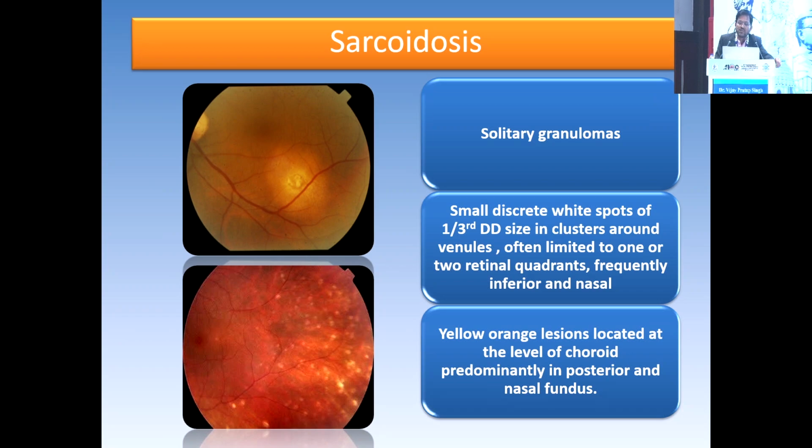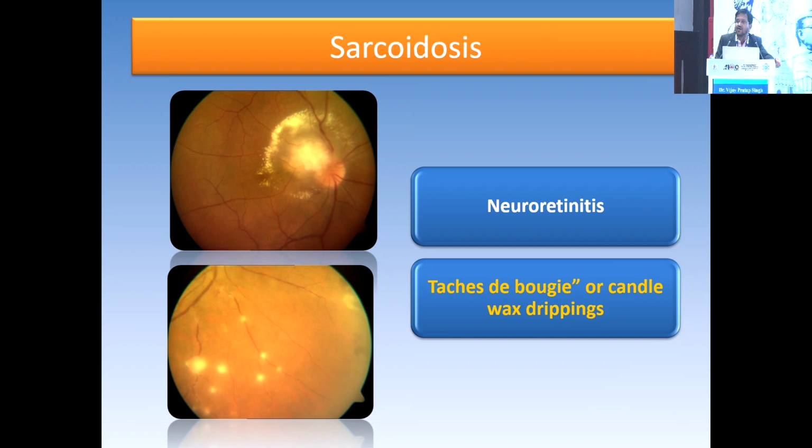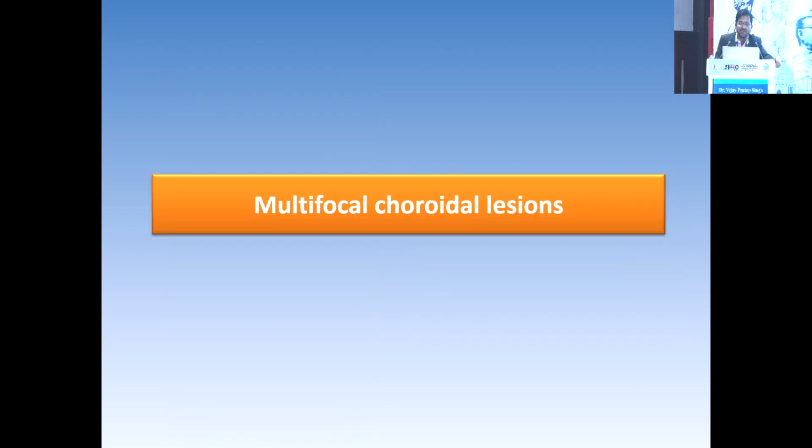But they can also present as yellow-orangish lesions located at the level of the choroid, predominantly in the posterior and nasal fundus. Sarcoidosis can also present as an optic disc granuloma and in the form of neuroretinitis, and when an element of vasculitis is there, we get a typical candle wax drippings-like appearance.